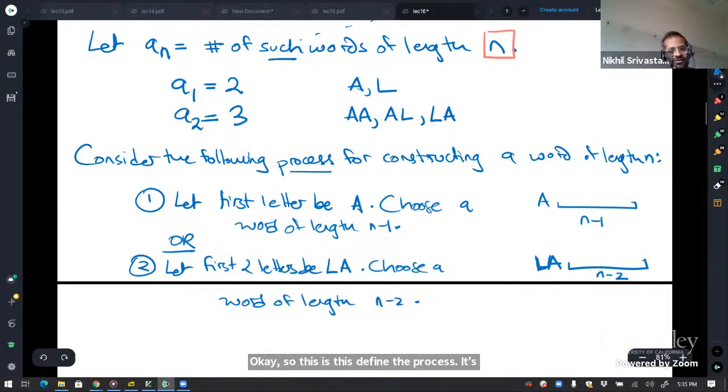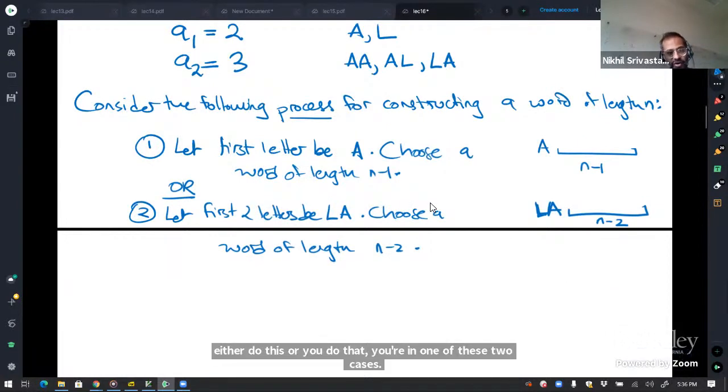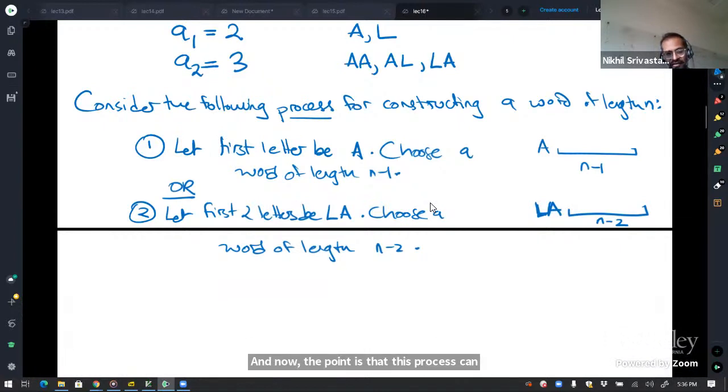Okay, so this defines a process. It's like you either do this or you do that. You're in one of these two cases. And now the point is that this process can be used to uniquely specify words of this type. Right? So the key thing is that these two are mutually exclusive.